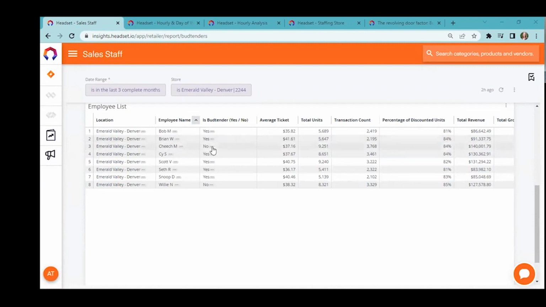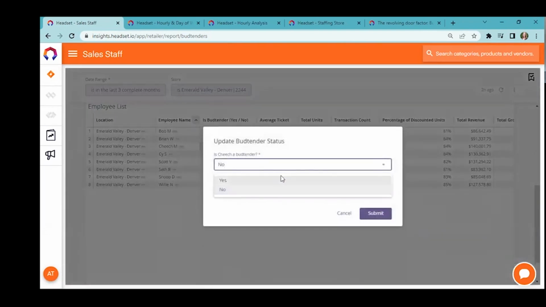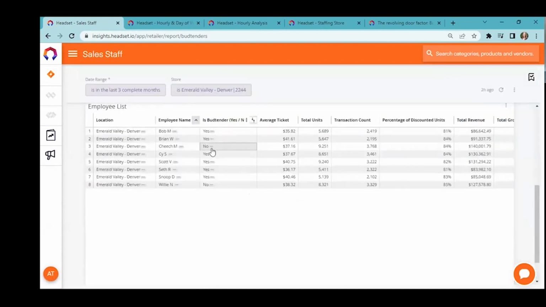And then if there is, for example, a floor manager or someone who's not necessarily making those transactions, or the owner of the store, whatever, anyone that's not necessarily involved in direct transactions, they can be marked as no. So they might come into the system marked as yes if for some reason they did one sale at one point a long time ago. You can go ahead, click into this and update bud tender status. And then you can of course just click this drop down and say yes, and then click submit. So that's going to adjust their bud tender status within Headset. So that's kind of the first thing.